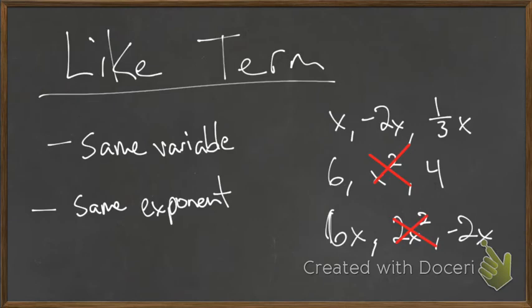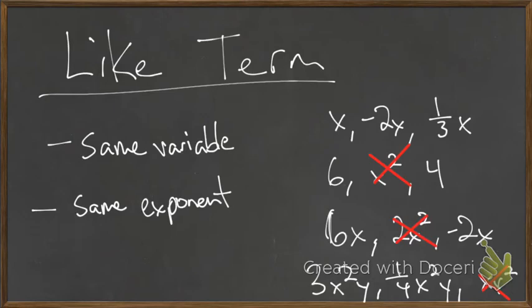I'm going to give you one more. Let's say we had 3x squared y, 1/4 x squared y. Those are like terms. They both have an x squared y. But if I had xy squared, that one would not be a like term. It does not have the same variable and exponent, right? The x would have to be squared and the y would have to be to the first.